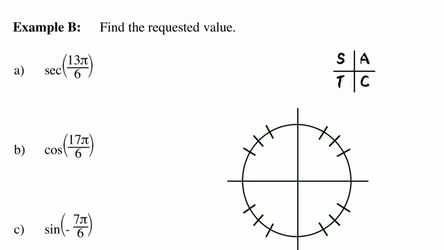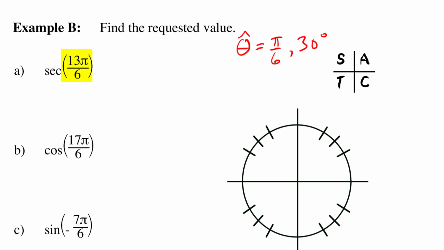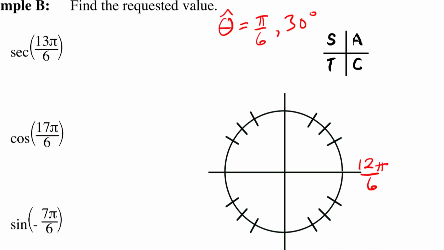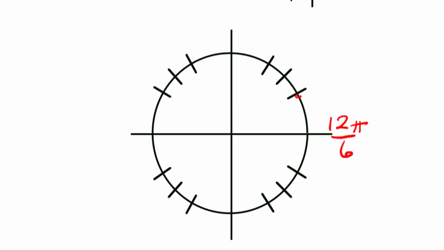All right, each of these arguments has a radian measure over 6. That means that theta hat for each of them is pi over 6, or 30 degrees. So we're going to find where 13 pi over 6, 17 pi over 6, and negative 7 pi over 6 are. First of all, again, starting with full 2 pi at 12 pi over 6, 13 pi over 6 is just 30 degrees more, quadrant 1.